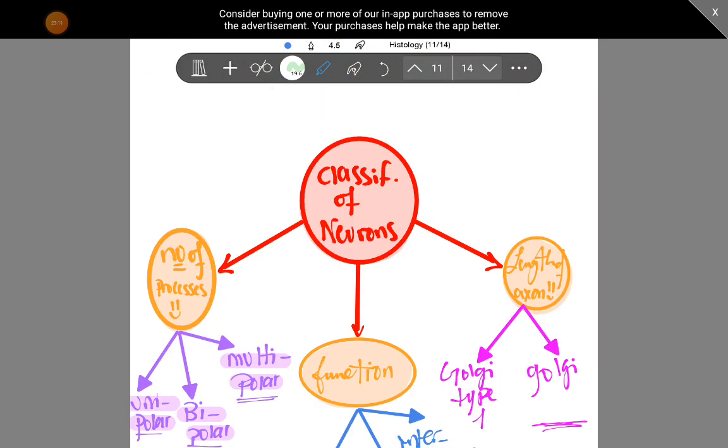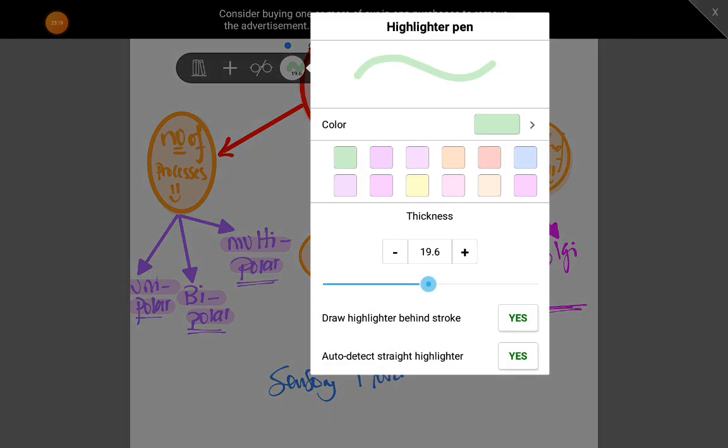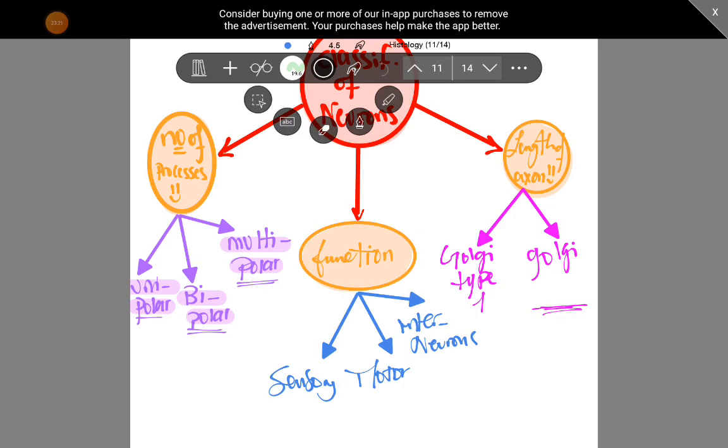Well, if you want to classify the neurons right now, we have a lot of classifications of the neurons. Let's begin. We have classification according to the number of processes, or according to their function, or according to the length of the axon.